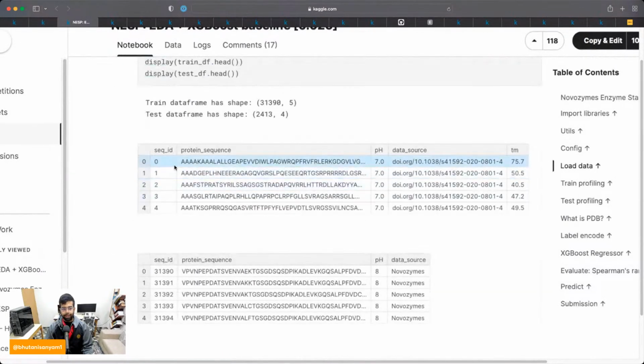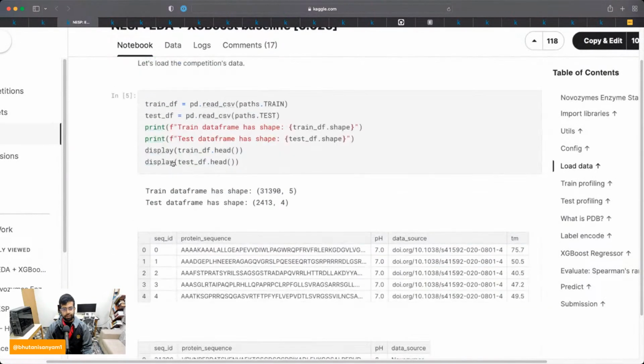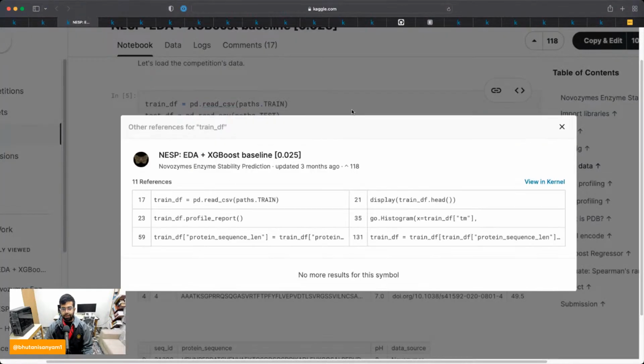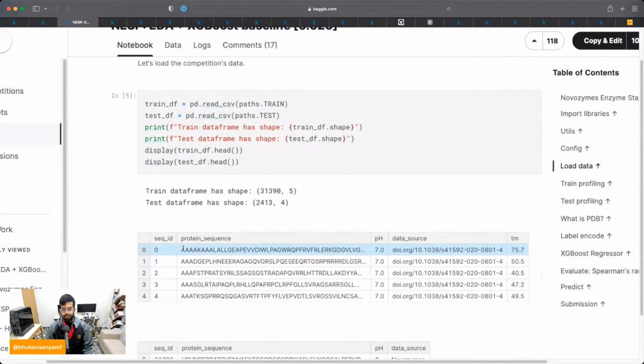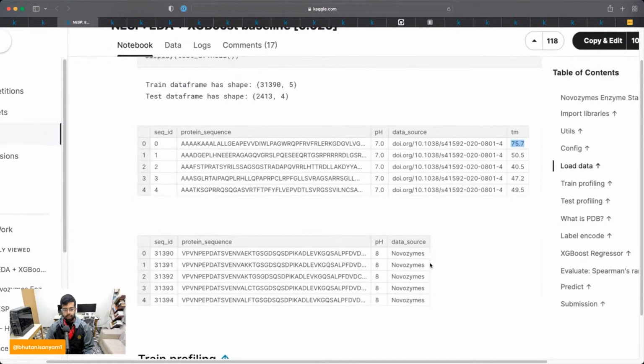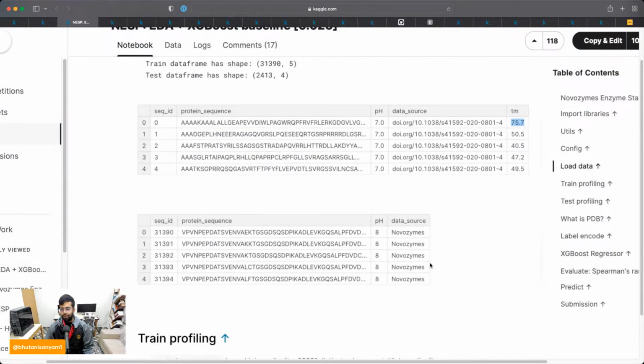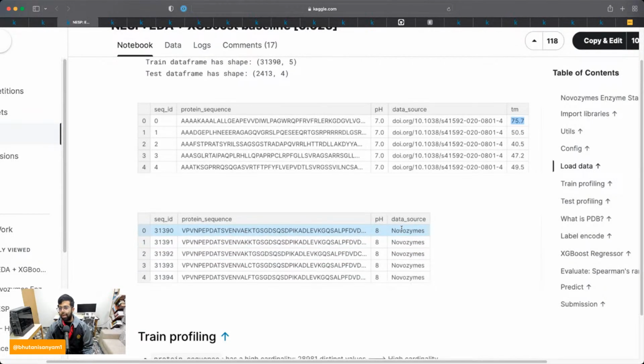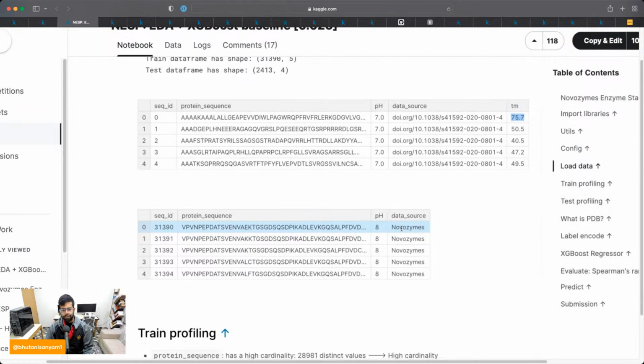Here you can see the protein sequence, and the first one is the train data frame. As you can see, this is different amino acids combined together. I'm not going to try and point out which one is which, but this is what that represents. After that, you can see the pH and melting temperature inside the training data. And inside the test data, you have the sequence, the data source, and then I assume you have to predict the melting temperature or something similar to that.